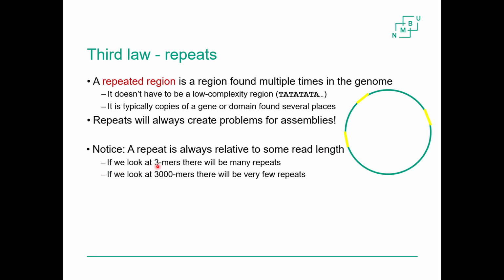Because if you have reads that are only 3 bases long, there will be many repeats, right? Because for instance, AAA will occur many times in a genome. Short regions are repeated all the time, you could say. But if you look at longer regions, 3,000 bases for instance, then you won't see many repeats, because genes are in general shorter than this. So very few regions will be that long and at the same time repeated.